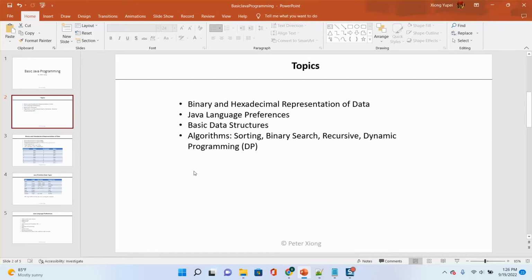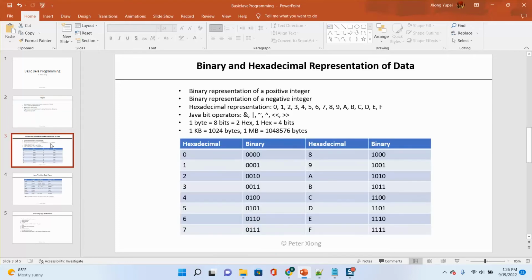Now, I may spend several sessions on those topics. Next, I will start the binary and hexadecimal representation of data. Okay. So, in the computer, in the memory, how does the computer store data? They use binary representation. So we start from a positive integer.